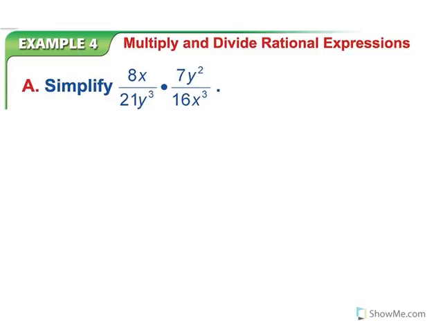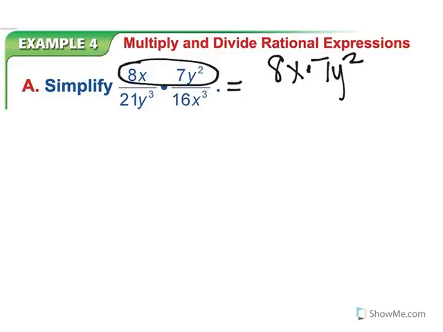Okay, so we're actually going to do the same thing we would with a fraction as we would with rational functions. So example 4, we're going to multiply and divide rational expressions. We're going to simplify. Okay, so we can actually take these things and multiply them. So we're going to put the numerator together, 8x times 7y squared divided by 21y cubed times 16x cubed.